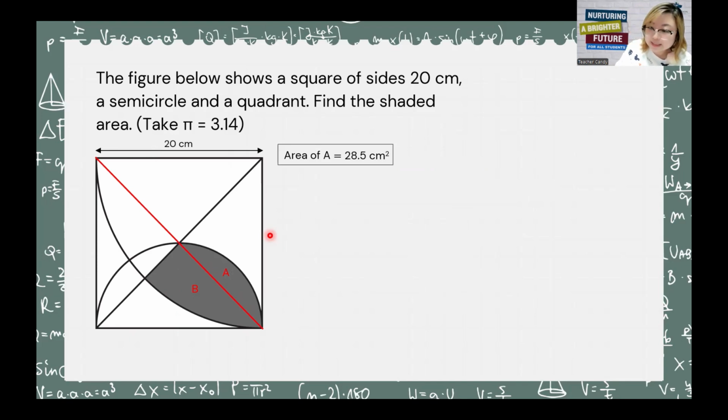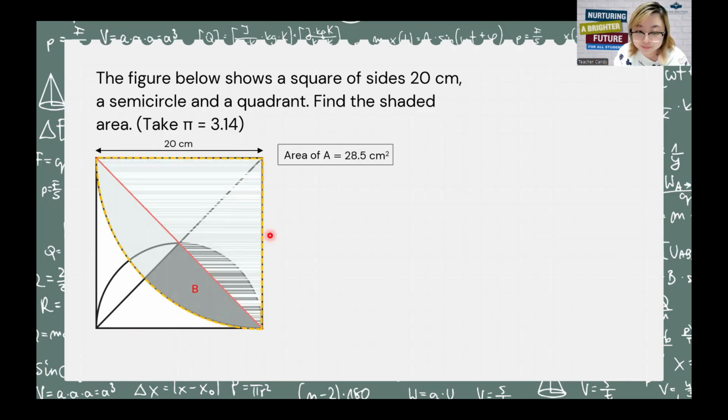How about B? Okay, let's take a look at B now. Notice the big quadrant, which is already there. If we get rid of that big triangle, this part here, you will notice that it's also half a leaf, but area of B is half of the half leaf. So that means we have 2B. After we take the big quadrant, take away that big triangle, we still need to divide by 2.